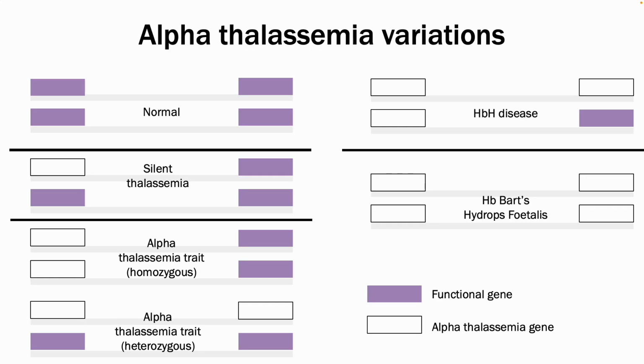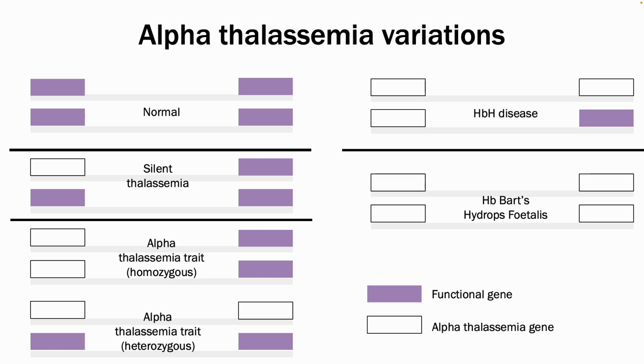There are different variations of alpha thalassemia. On this diagram, purple squares represent a functional gene, and the white squares represent the alpha thalassemia gene. A person with 4 purple squares, or 4 functional genes, is normal. They have no alpha thalassemia. If you have 3 functional genes and 1 alpha thalassemia gene, you're considered a silent thalassemia carrier because you will not be experiencing any symptoms. You can also have alpha thalassemia trait, and that occurs when 2 out of the 4 genes are affected.